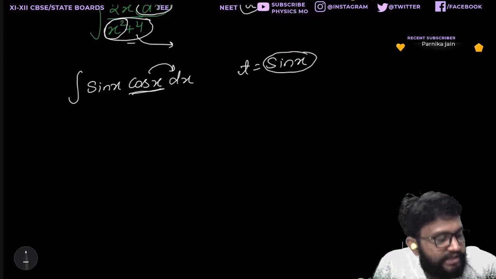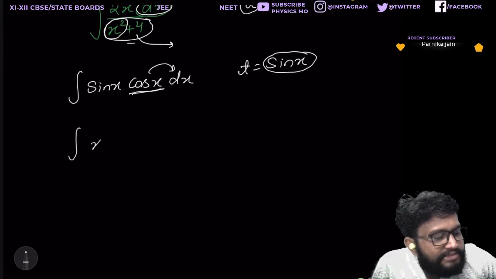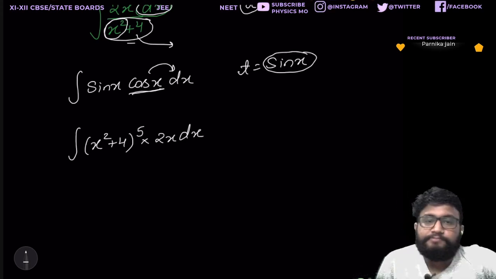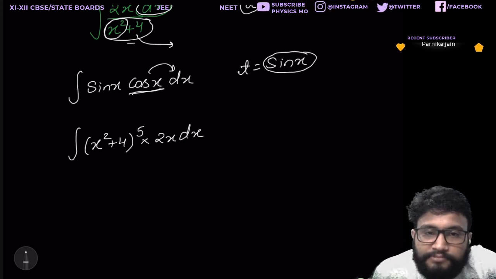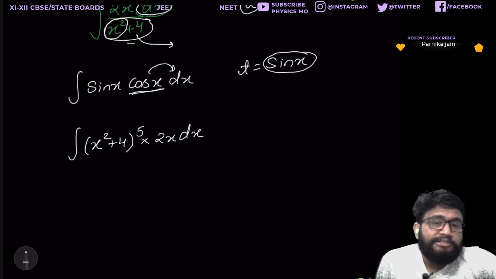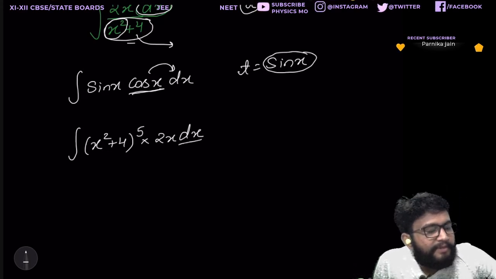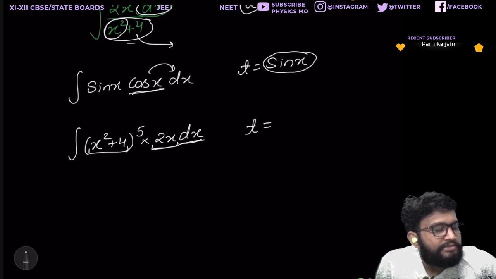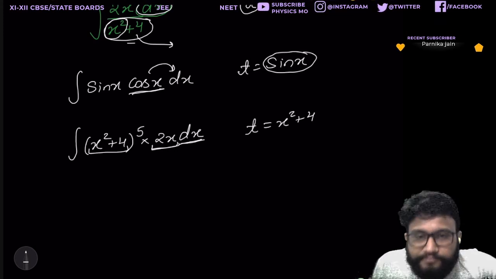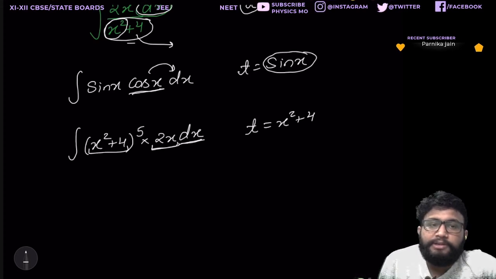Let's say if you are asked for integration of x square plus 4 raised to power 5 multiplied by 2x dx. You have to find such a function जिसका differentiation dx के साथ multiply में है. What is that function? 2x. तो किसका differentiation होगा? Again x square plus 4 का. तो just assume t is equal to x square plus 4. Are you getting this? How to see for a function?